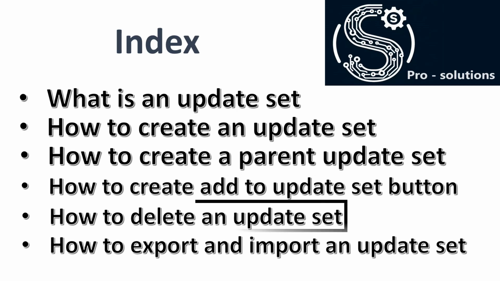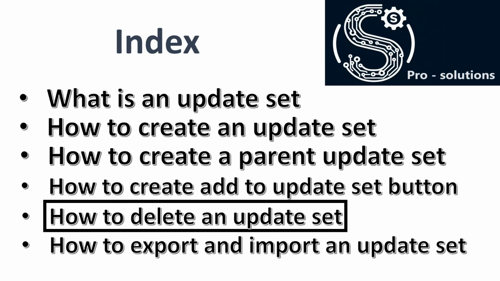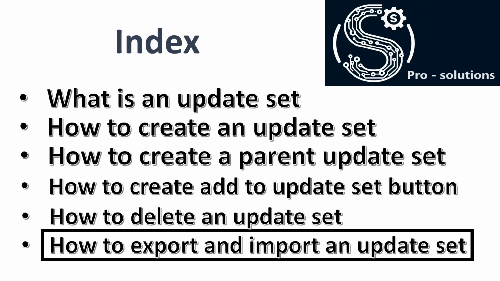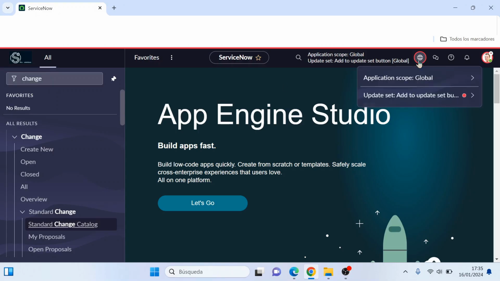We will now see the last 2 points. We will see these 2 points together in such a way that first we will see how to export an update set. We will delete it from the instance and we will also delete the button, and at the end we will import it again so we can see that the button appears again. So let's start. Firstly, as we have mentioned, we are going to go to the update set.